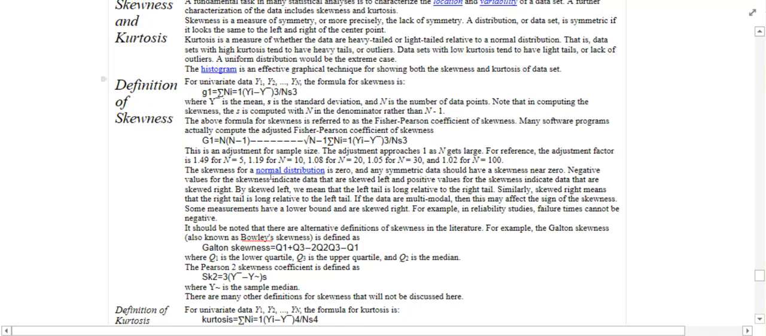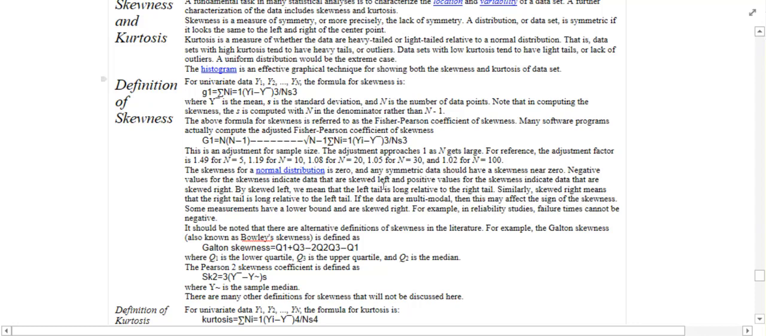So for a normal distribution, the skewness is actually 0, right? The data is symmetrical about the mean, and any symmetric data pattern should have a skewness near 0. Negative skewness indicates that the data is skewed left, and positive values for the skewness indicate that data are skewed right, which sort of makes sense.